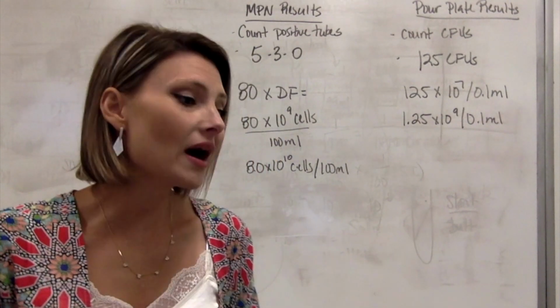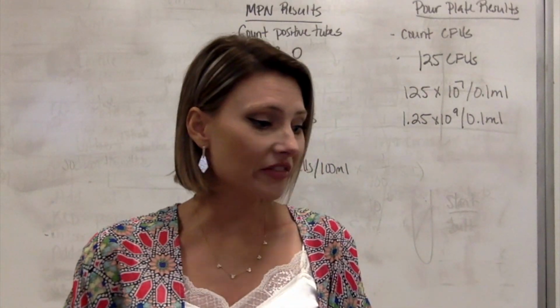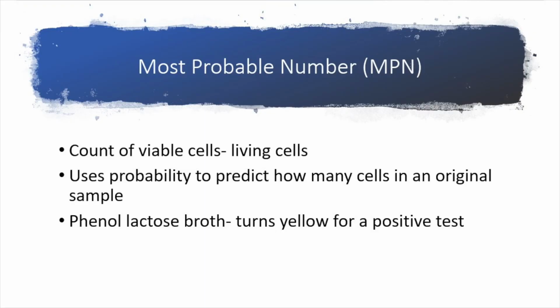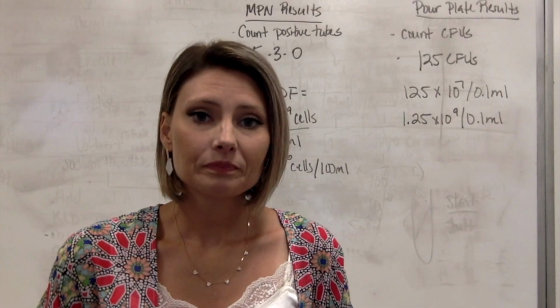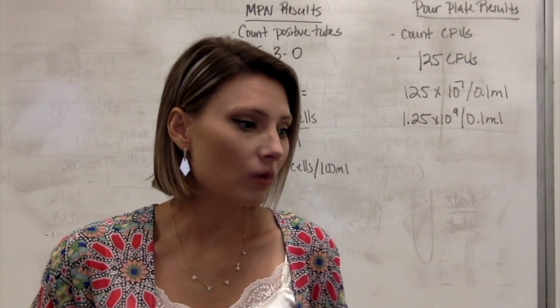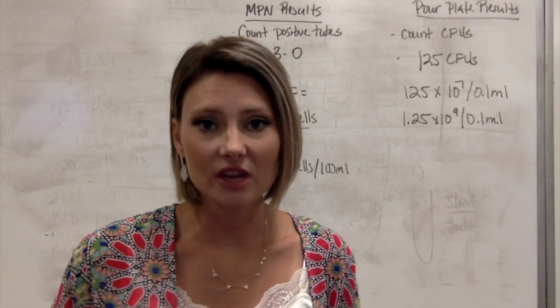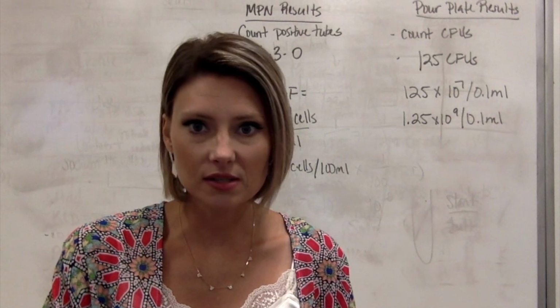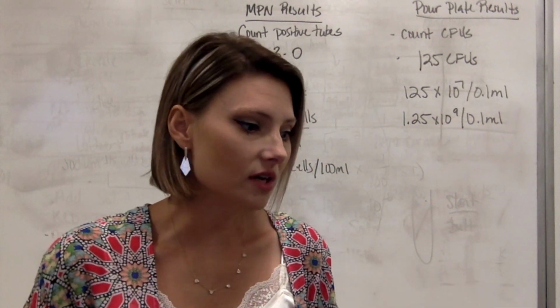So we're going to start out by talking about the MPN technique, and MPN stands for most probable number, and this test uses probability to predict how many cells are in an original sample within about a 95% confidence interval. So that means that with 95% confidence, we can say that there are about this many cells, or however many our chart tells us.